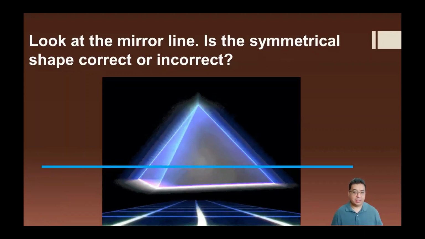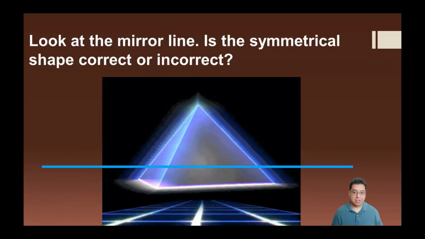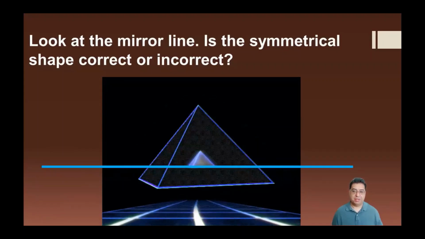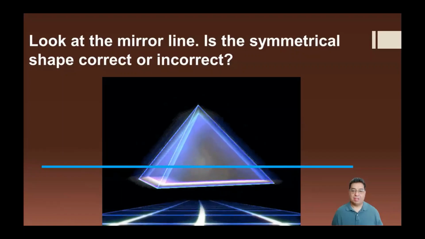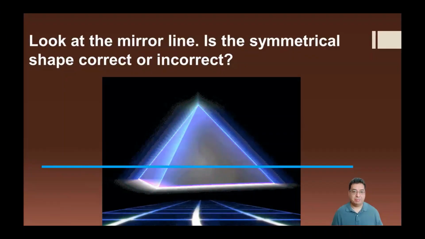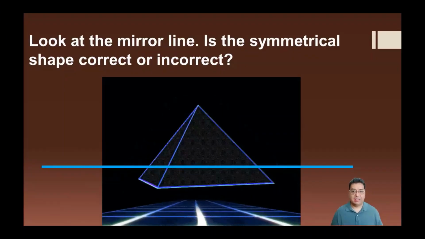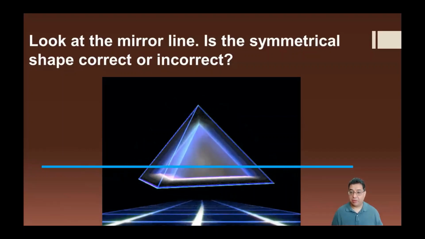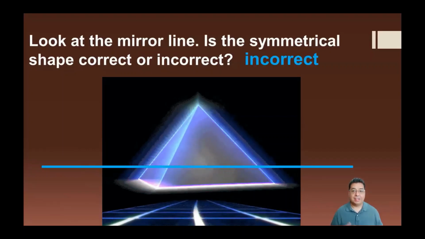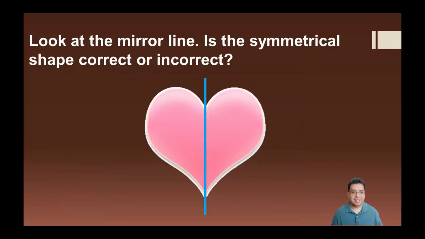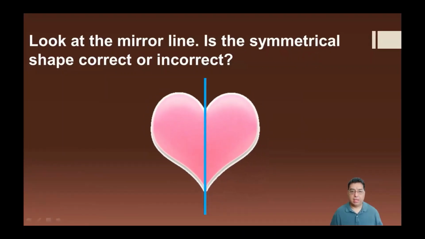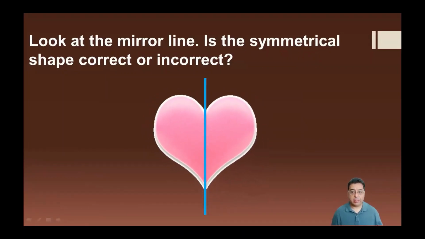What about this one here? Okay, now we're looking at the bigger pyramid here. The smaller one inside that's kind of blowing up into it, we're not looking at that. We're looking at the larger pyramid here. And again, focus on that mirror line. Is this symmetrical shape correct or incorrect? That's right, it's incorrect. So looking at the heart here, is the symmetrical shape correct or incorrect?